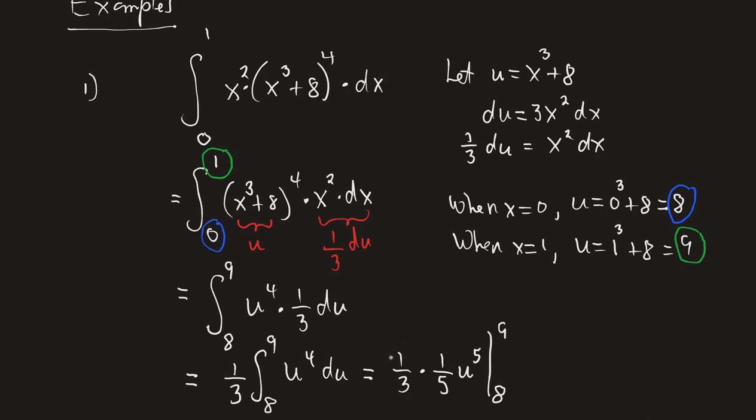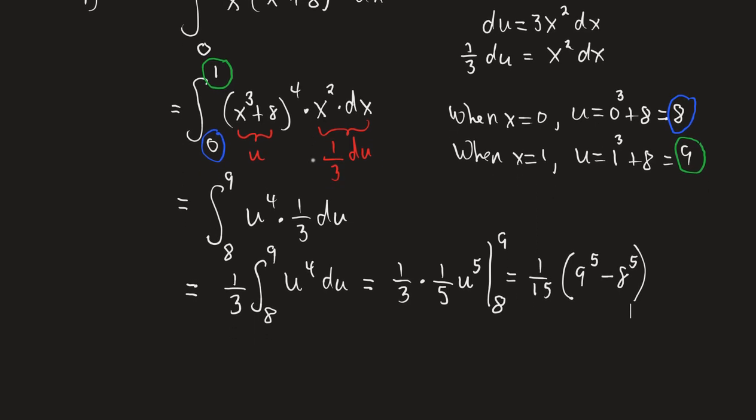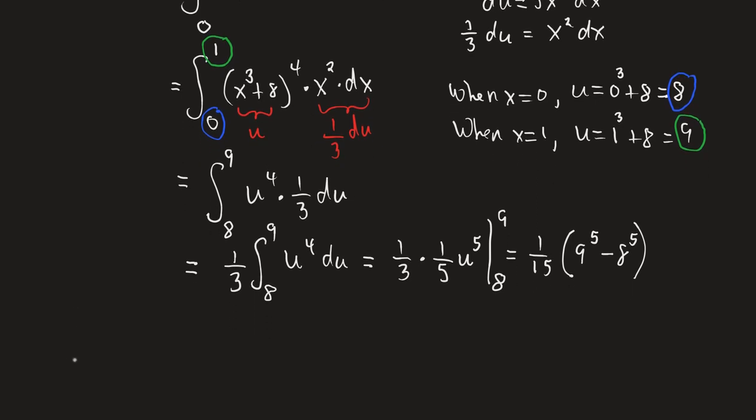What we can do is collect this product here and write it as 1/15, and then plug in our upper limit. That gives us 9 to the 5th power, which is a big number, and then minus 8 to the 5th, which is another big number but not quite as big. And that's the answer to not just this integral, but also this one. So in fact, let me write something down. Just write everything on one line.